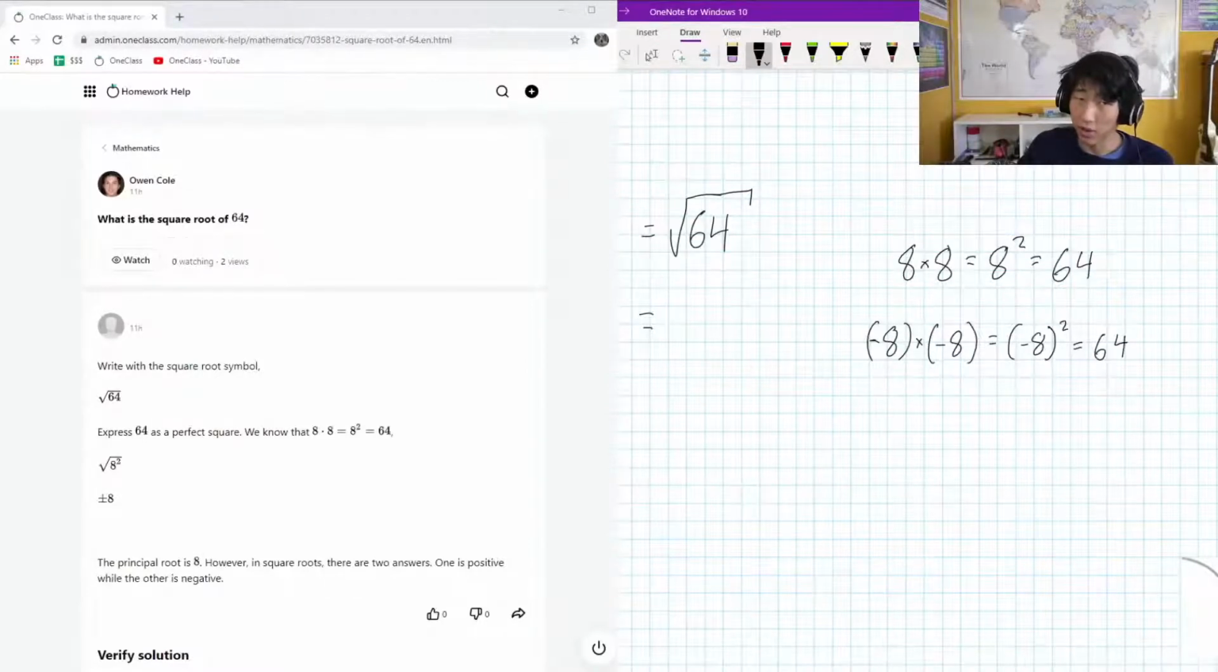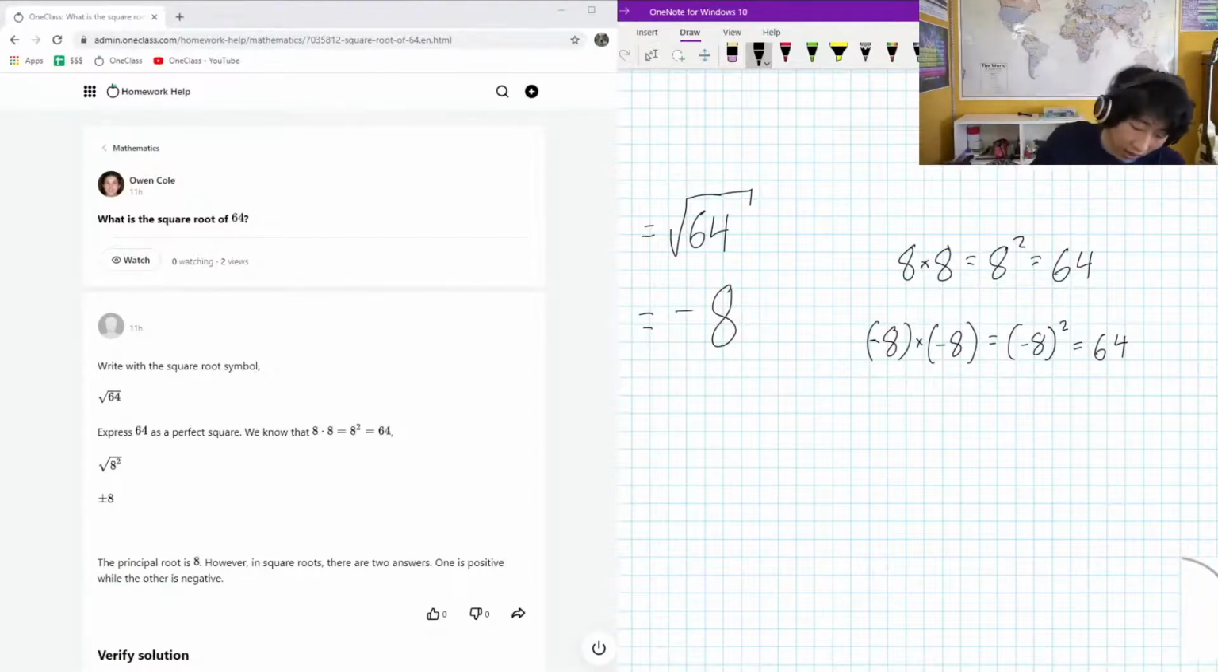So the answer to both of these is 64, which means that for the square root of 64, which is what two numbers multiplied together give us 64, there are two possible answers. There's a positive 8 and negative 8, and that has to be reflected in our answer to this question. So it might be very tempting to just write 8, but that only covers half of the possible answers.